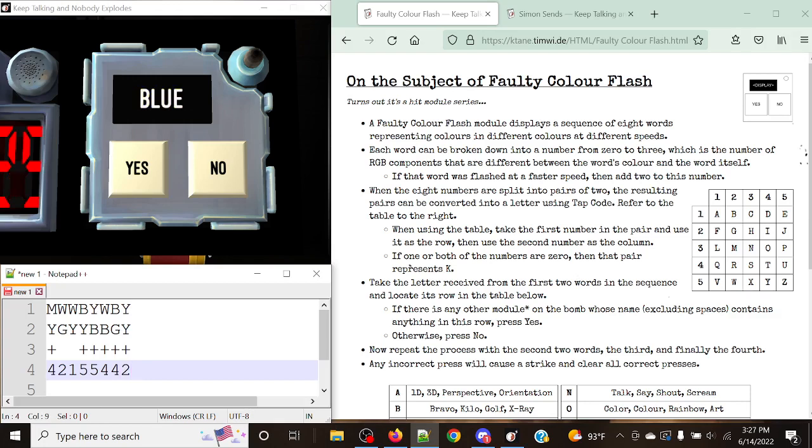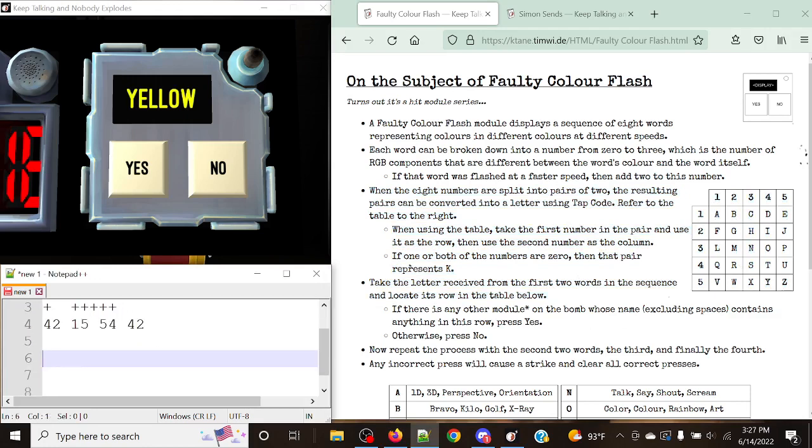So now, with these numbers, what we're going to do is we're going to split these into pairs of 2. And as you can see by the tap code chart over here, you guessed it, we're going to get letters from these. Now, they're not necessarily going to form a word in this case because that's not what we're after here. So we have 4-2, which is Romeo. We have 1-5, which is Echo. We have a 5-4, which is a Yankee. We have a 4-2, which is a Romeo once again.